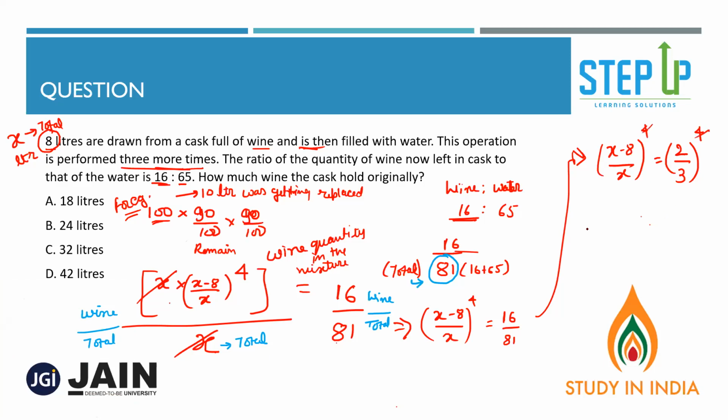Right, now this power 4 will get cancelled out. X minus 8 upon X is equal to 2 by 3. So you will get 3X minus 24 is equal to 2X, or X is equal to 24. Your answer is 24. Did you understand? Got it, people?